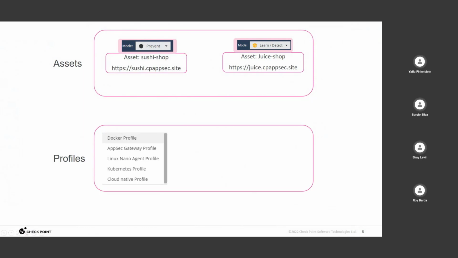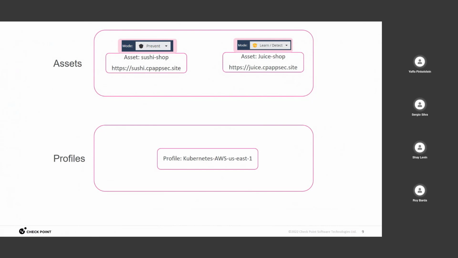And if, for example, you select the AppSec gateway profile, you will also need to select the environment. So if it's AWS, Azure, and so on. And the reason that we are doing it is because based on the profile, on the environment the agent is being deployed in, it gets unique settings for each environment. So in our case, we chose the Kubernetes profile, and we build a profile.